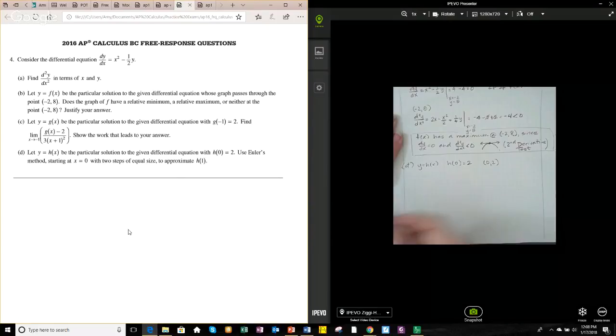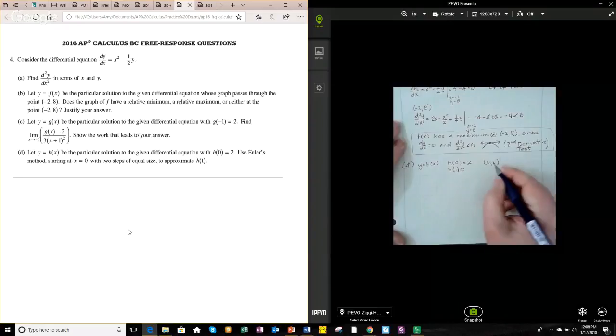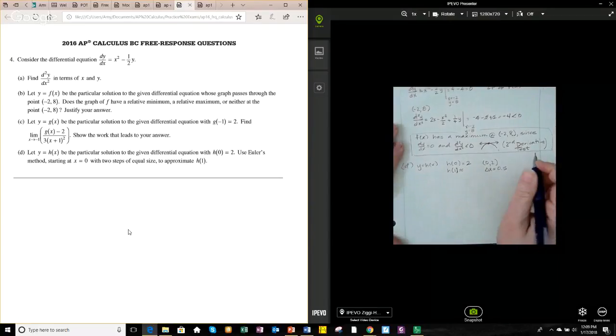So we want to know what h of 1 is approximately. So they want us to use 2 steps between 0 and 1. So what does that imply that delta x has to be? Yes, I hear it from the back of the room. 0.5, you're right. It has to be 0.5.